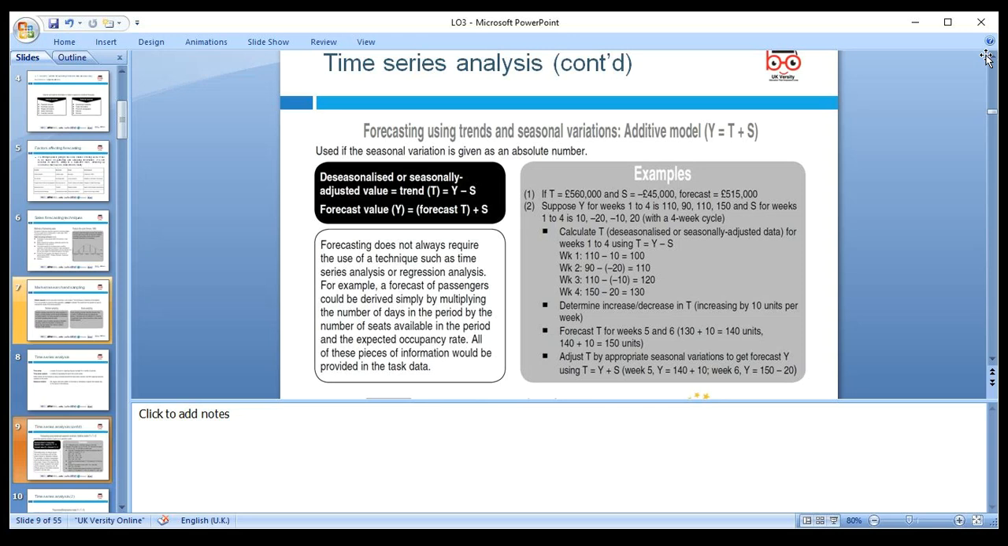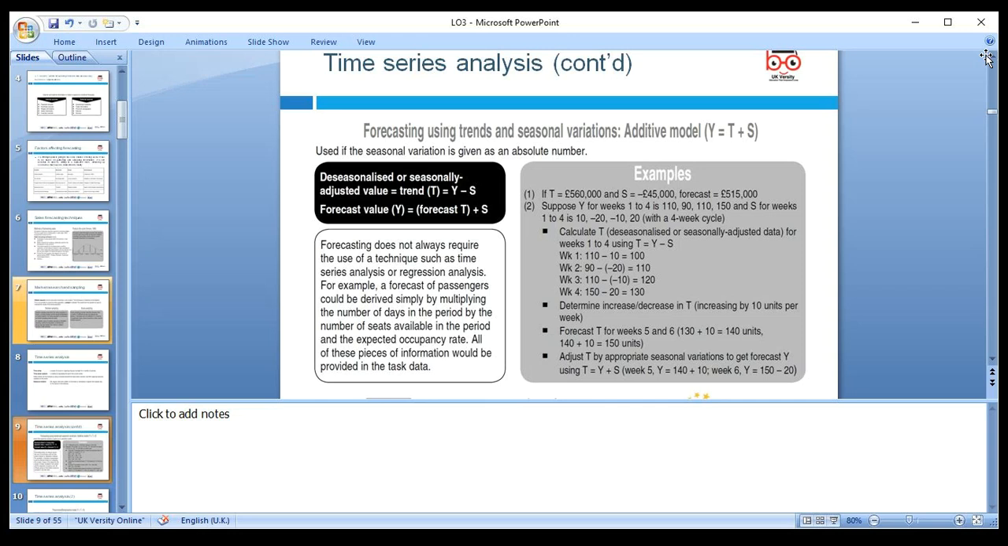So calculate T, the deseasonalized or seasonally adjusted data. T is equal to Y minus S. Week 1 is 110 minus 10, so it is equal to 100. Week 2 is 90 minus minus 20, which is 110. Week 3 is 120 and week 4 is 130. So T increases by 10 units per week.